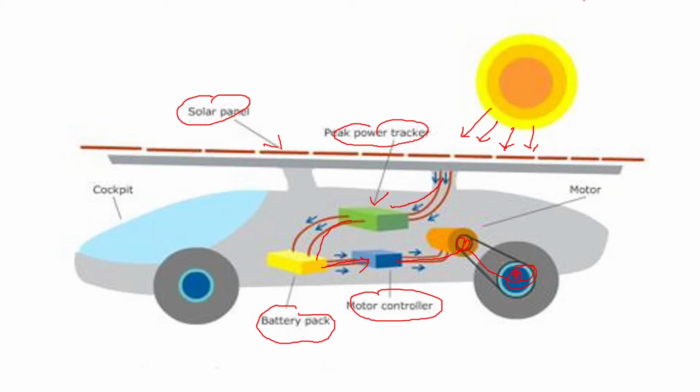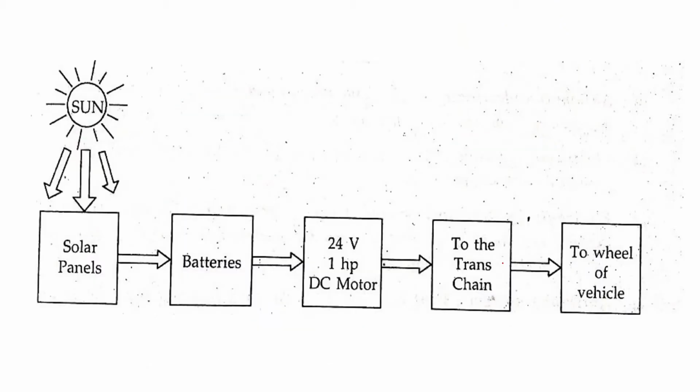Now that rotational moment of the motor is transferred to the rear wheel of the vehicle, and that is how the vehicle starts moving. So if you want to see the block diagram for this, then you can see it in this way.